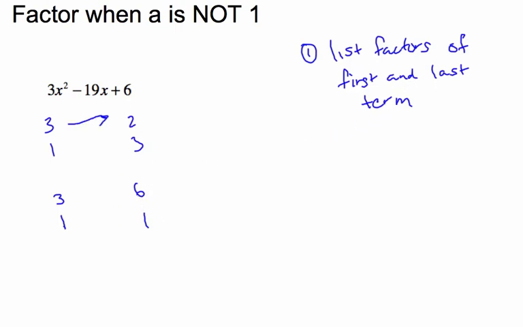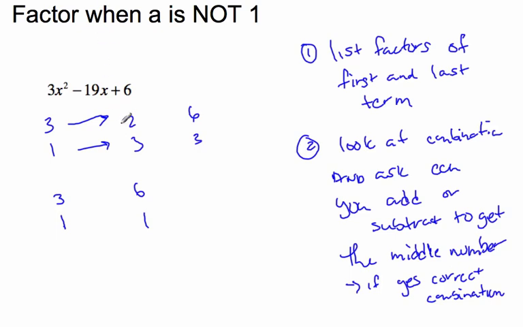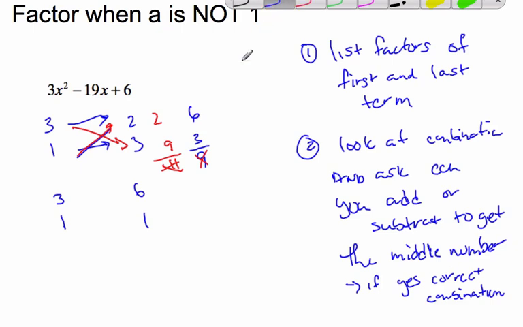Then once we've done that, we look for combinations to add or subtract to get the middle number. So we look for 3 times 2, 3 times 1, that adds up to 9. That doesn't work so well. We're looking for adding and taking away, aren't we? So we look at the 6 and the 3, and we could take away to get 3, or we could add to get 9. And then this one, we get 11 or 7 as possibilities. These don't work so well. We go to the next pair.